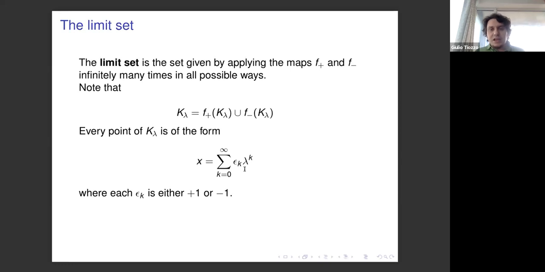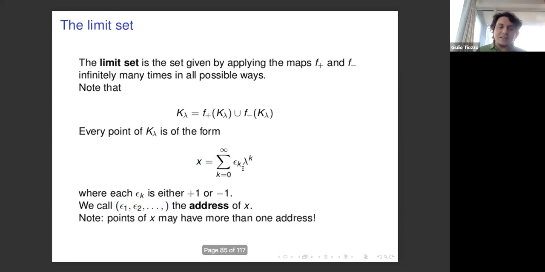And so basically, there is an address. The way you represent these points on this limit set is like this. I give you an infinite sequence, epsilon 1, epsilon 2, and so forth. And this gives you the address. It tells you how to get to that point using this formula. And also note that it will be important soon that, in fact, points might have more than one address. So if I give you a value of x, there could be different sequences, epsilon k's, that actually represent the same point. And that will be, in fact, very important.